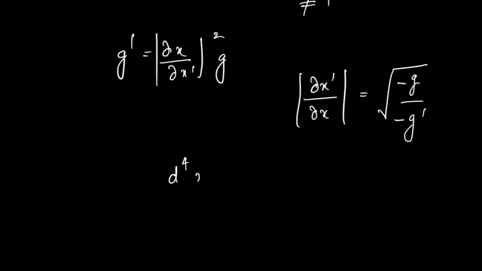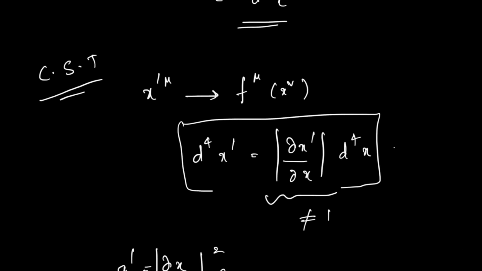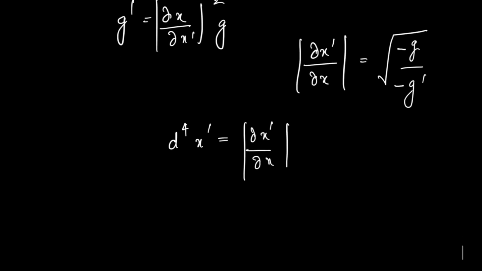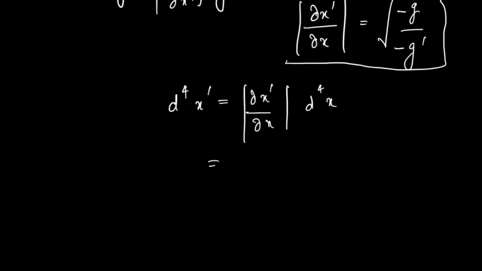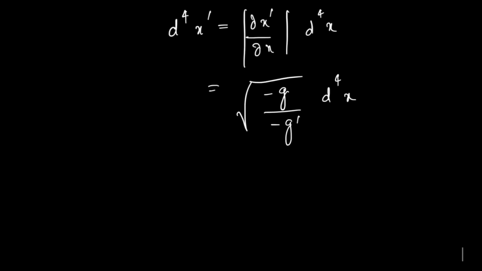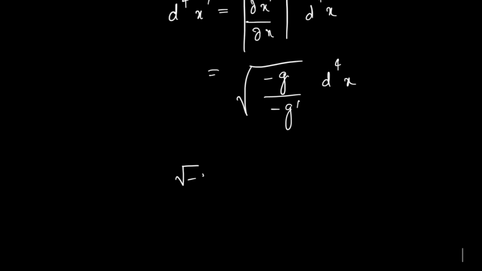Then I will get d4x' is equal to the partial derivative of x. This we have already defined here. So here I have to substitute d4x. Instead of the partial derivative of x' with respect to x, I have to substitute this, under root minus g by minus g'. Now I'll multiply here: root of minus g' d4x' is equal to root of minus g d4x.